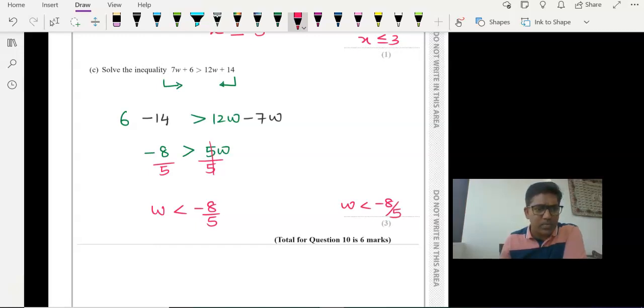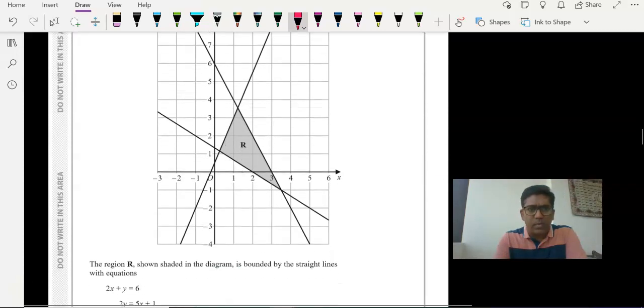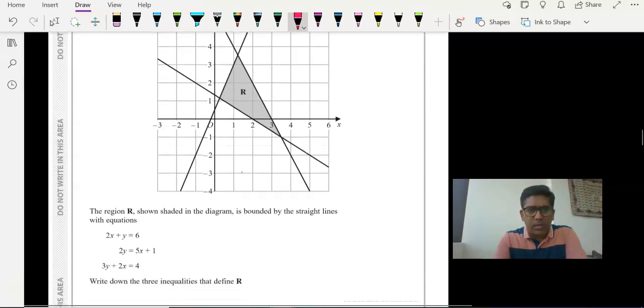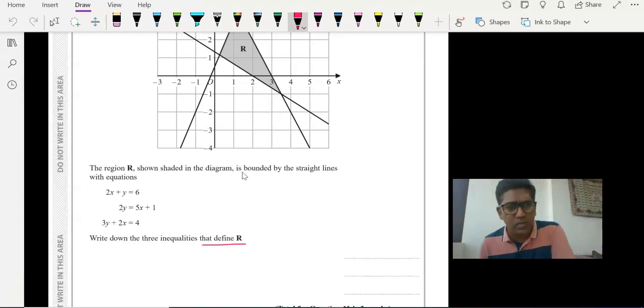Okay, next one. Question 11. This is shading inequalities. The region R shown shaded in the diagram is bounded by the straight lines 2x plus y equal to 6, 2y equal to 5x plus 1, 3y plus 2x equal to 4. Write down three inequalities that define R. First thing is we need to match the equations with the lines. So it's better to express each equation in slope-intercept form.